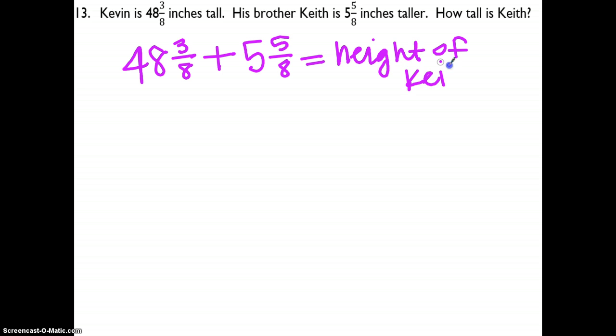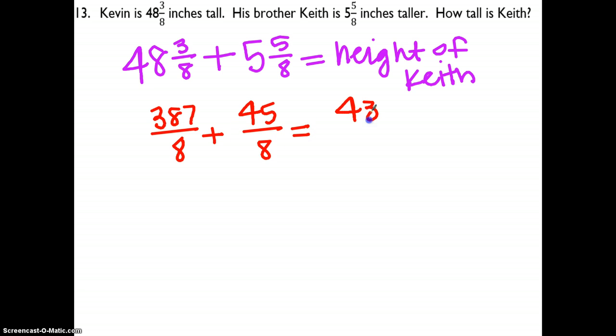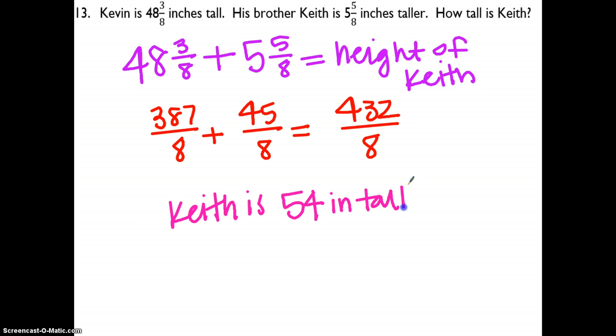To add two mixed numbers, I have to first change them into improper fractions, which will give me 387 over 8 plus 45 over 8, which gives me 432 over 8. And if I simplify 432 over 8, I get Keith is 54 inches tall as my answer.